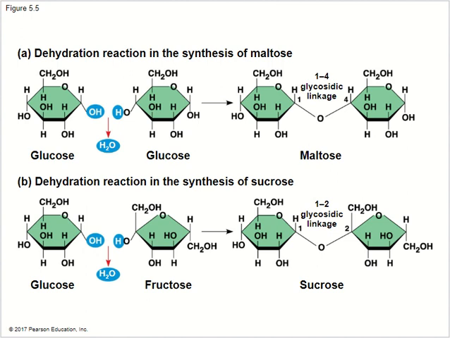And then dehydration to form sucrose is the glycosidic bond formed between a glucose monomer and a fructose monomer, where the fructose is the 5-member ring, where one of those members is oxygen and 4 are carbon. What we see here, the 1,4 glycosidic linkage, is between carbon 1 of glucose and carbon 4 of glucose. Whereas the 1,2 glycosidic bond is between carbon 1 of a glucose monomer and carbon 2 of a fructose monomer.